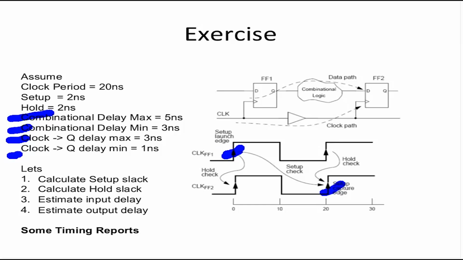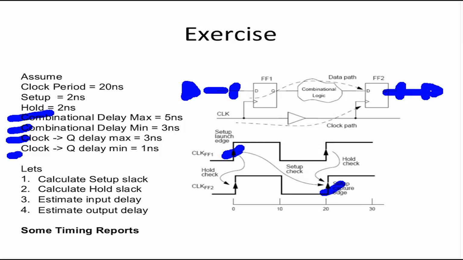Please make sure to use the correct values. Estimate input delay. There is no combinational logic here. Assume that there is zero combinational logic here and zero combinational logic here. Assume this goes to an output port directly and this comes from an input port directly. You should be able to estimate input delay and output delay. Please do this for both the max corner and the min corner. Okay, so I hope you will be able to solve this very easily. You just have to go back, understand the equations, come back here and solve it. Just a 2-minute job, right?